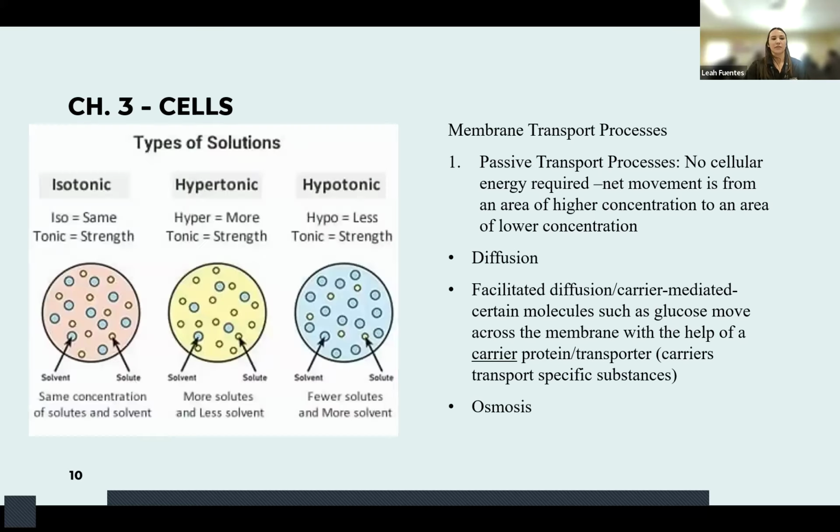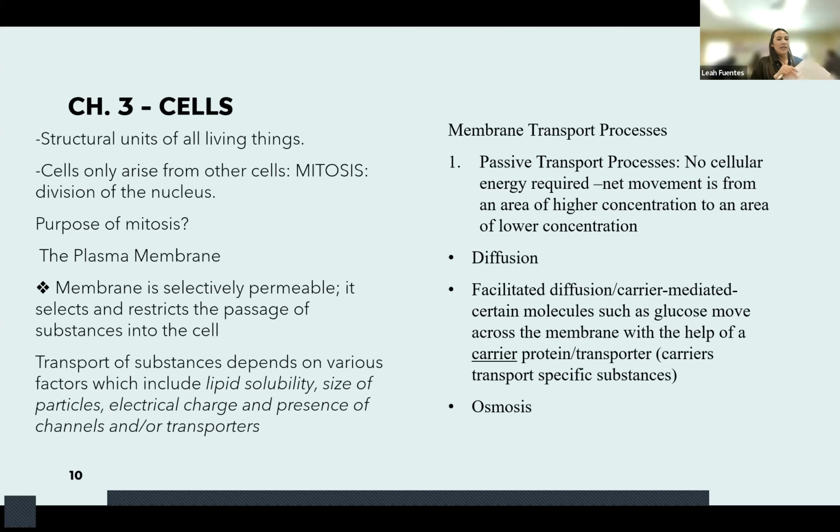Okay, so now we're going to get into chapter 3. I know some classes didn't get all the way done with chapter 3, so just bear with me, I'll try to get through it. So cells are the structural units of all living things. Cells only arise from other cells. This is where we get mitosis, which we'll talk about in a little bit, but that's one of the bigger pictures of this chapter. And mitosis, a simple definition: division of the nucleus.